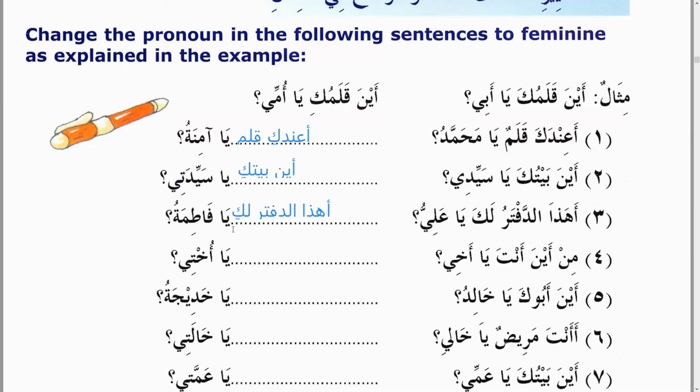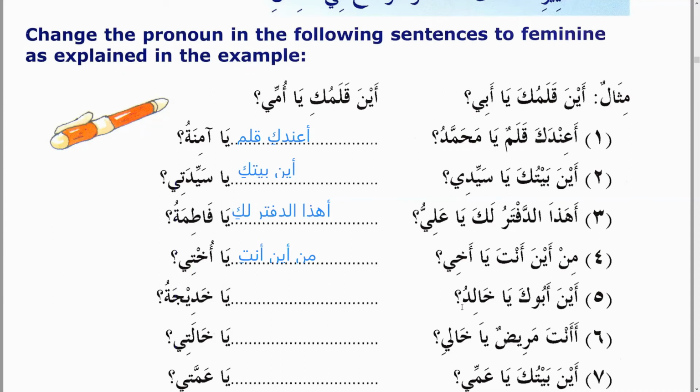Is this notebook yours? Min aina anta ya akhi? Where are you from? So we say min aina anti. Whenever it's feminine, we should change it properly, because in Arabic we are very specific about whom we are speaking to. It's not like in English, where there's only one form, you. You can be male, female, plural, singular, or dual. But in Arabic, for that same you, we have six forms: anta, antuma, antum, anti, antuma, antunna. Singular masculine, dual masculine, plural masculine, then singular feminine, dual feminine, and plural feminine. So we have so many forms, but in English, it's only one word.